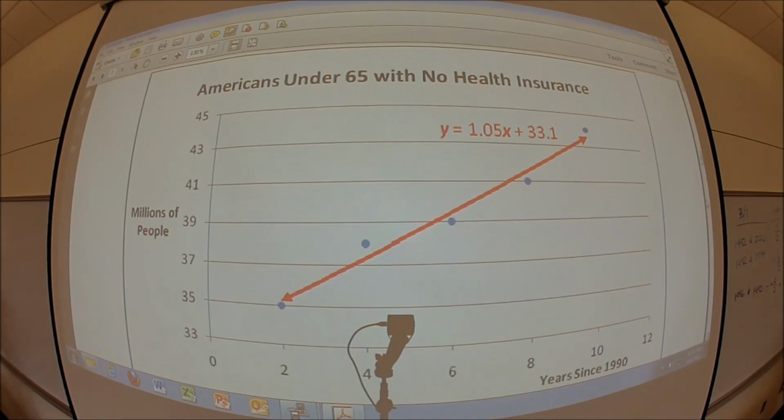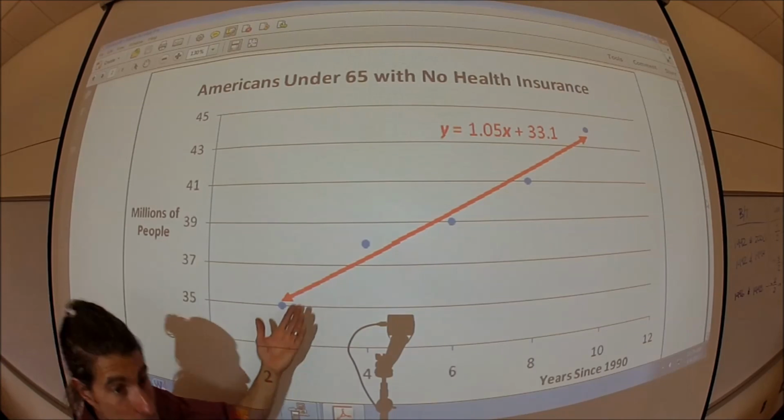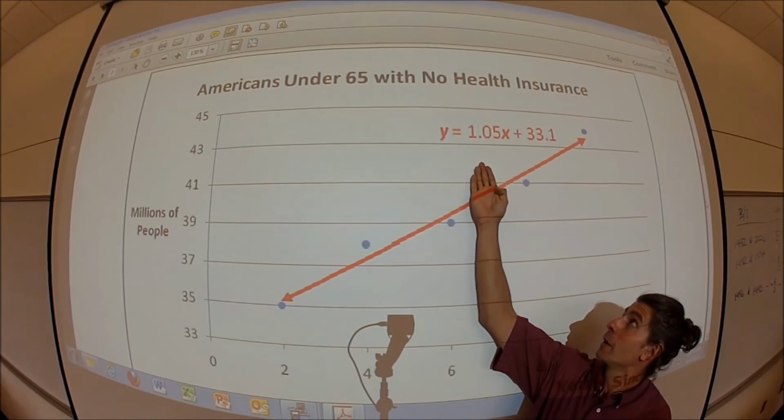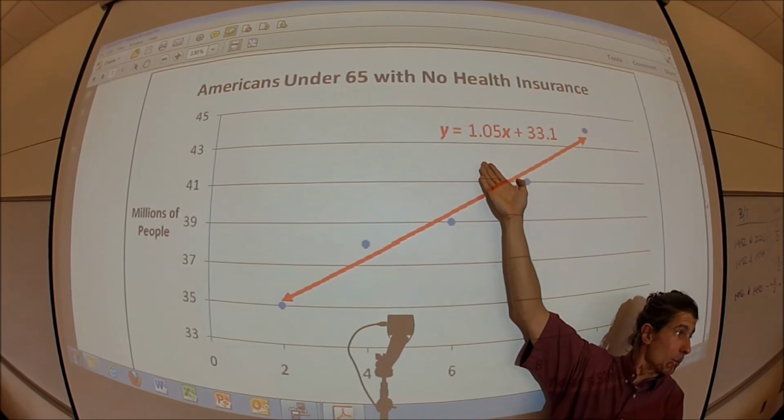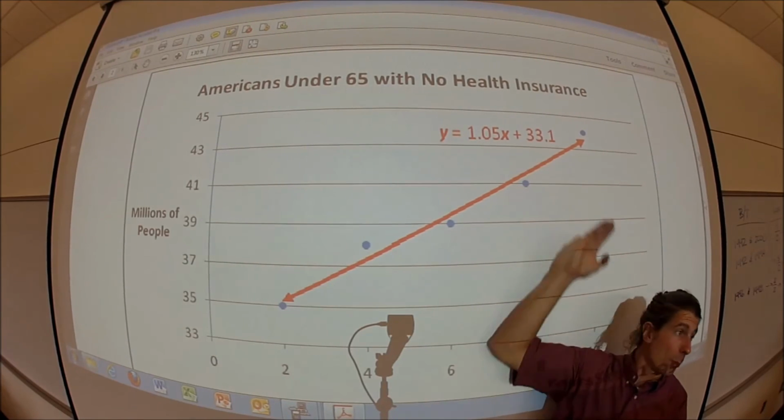What would the data points have to look like if it was a perfect fit line? Exactly. Right, Cheryl. They have to be on the line. Over 2, up 1. Over 2, up 1. Over 2, or something along those lines. No pun intended. So the question now is, how do you come up with that 1.05 million more uninsured per year, and 33.1?